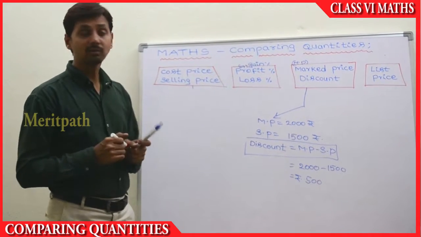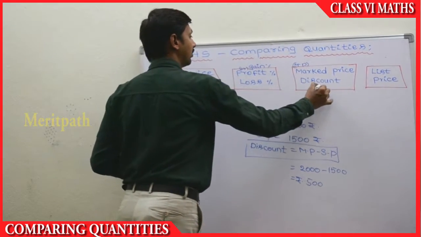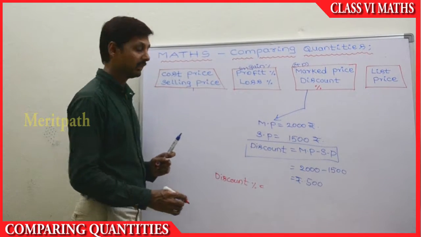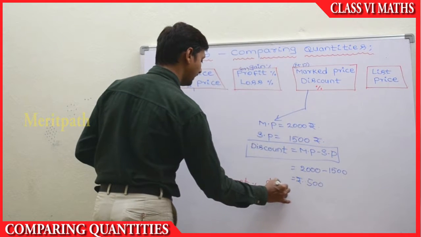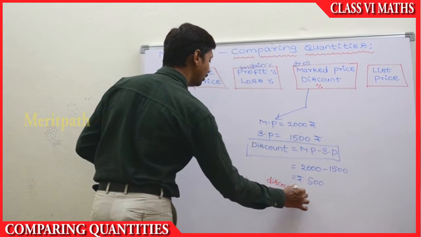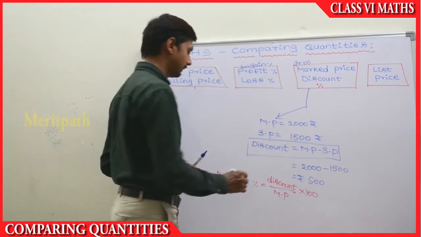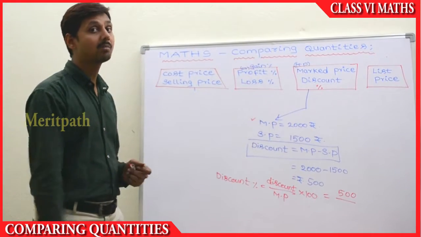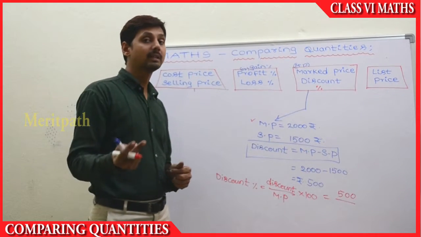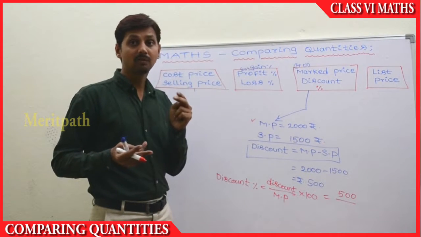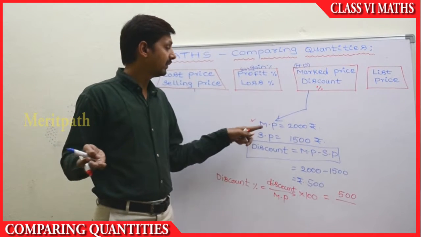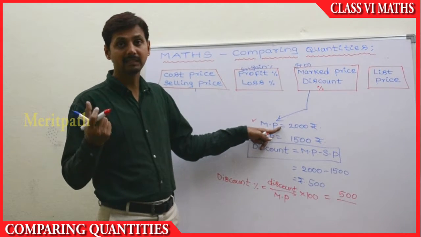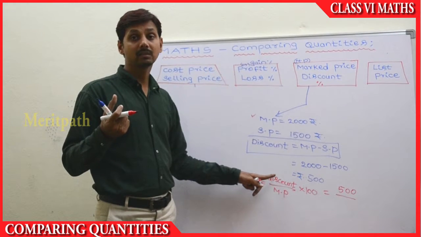So we found the discount, but how do we find the discount percent? What is the percentage of discount they have given? The formula is discount by MP into 100. Discount we know is 500 rupees, so 500 by MP. Discount percent is always calculated on mark price only. We should not take the selling price, because we have already subtracted the discount from the mark price to get it. So we calculate the discount percent on MP.